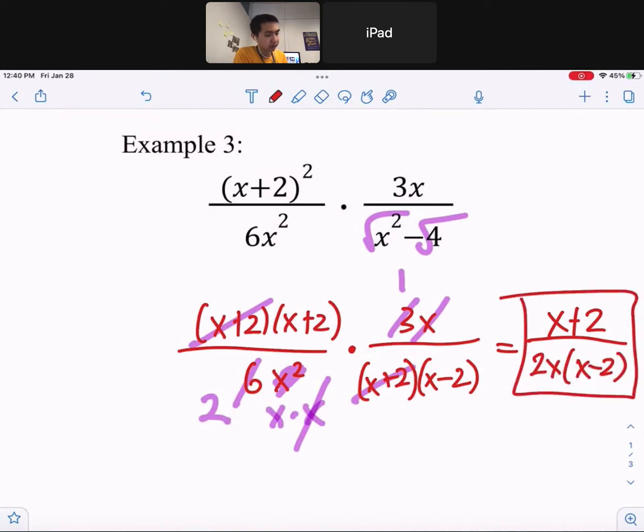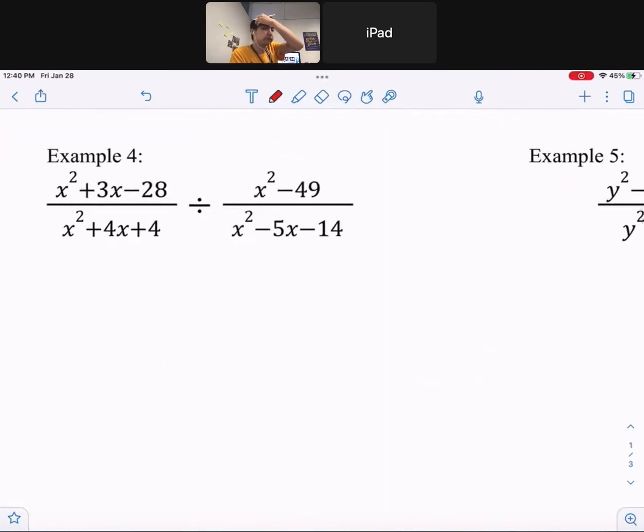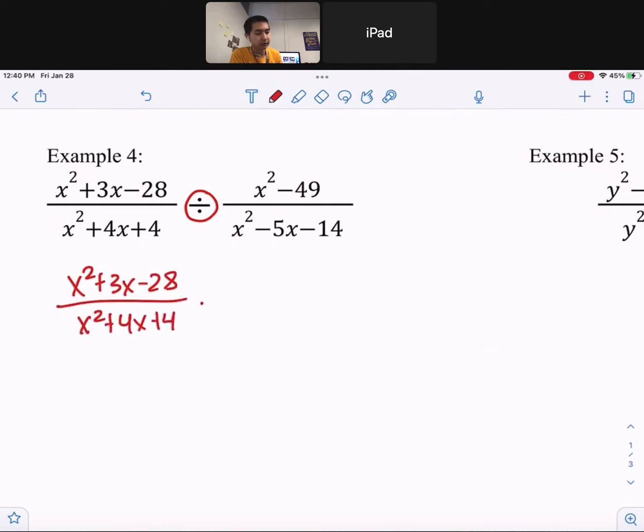And that will be your guys' answer. Okay? Now let's look at example 4. Now with example 4, it's division, everybody. We need to change that to be multiplication. So we're gonna change it to multiplication and take the reciprocal of this side. So x squared minus 5x minus 14 all over x squared minus 49, right?